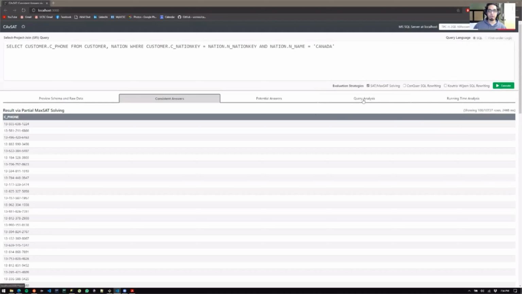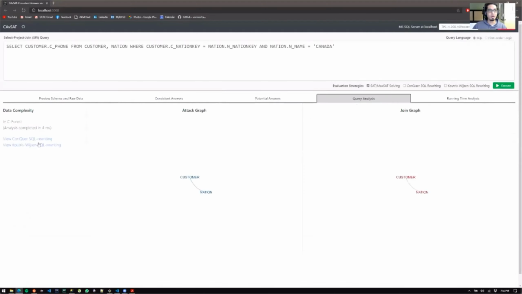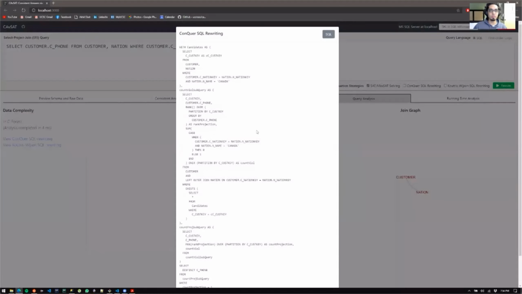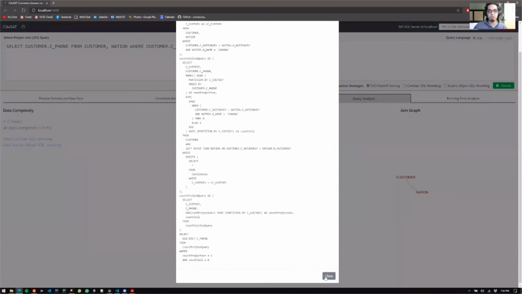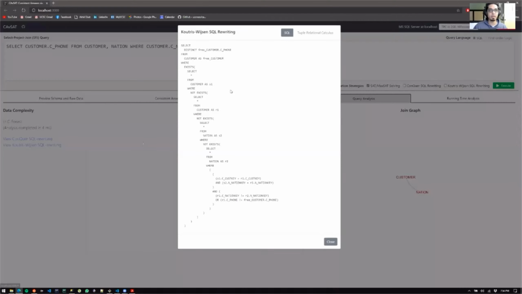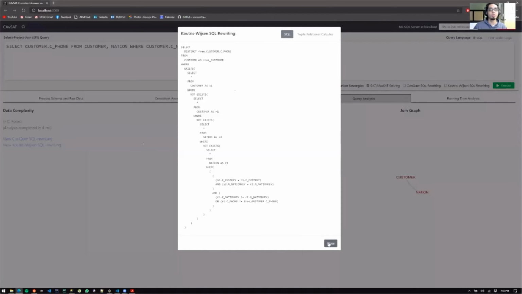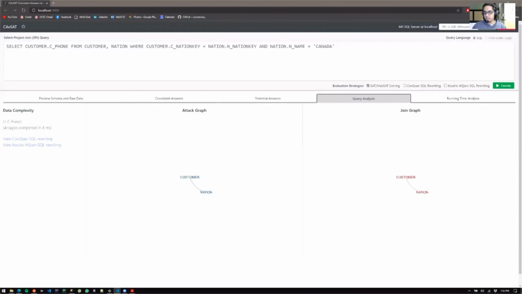And if you look at the query analysis, you can see on the left that this query is in fact rewritable, SQL rewritable. So you can see the SQL rewritings from several different algorithms. This is the SQL rewriting given by Conquer. This is given by another algorithm and so on. Now, maybe let's look at an example of a query that is not SQL rewritable.